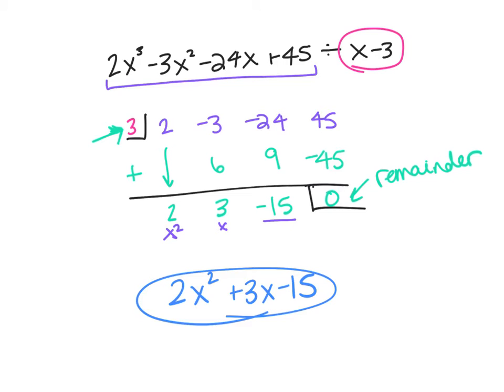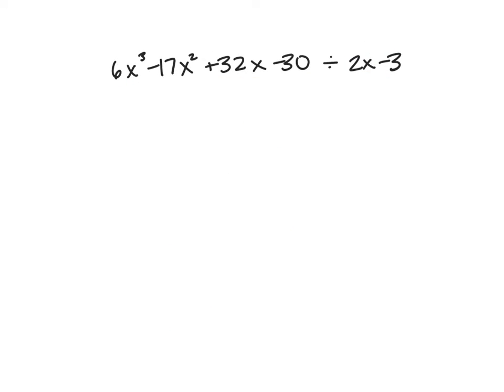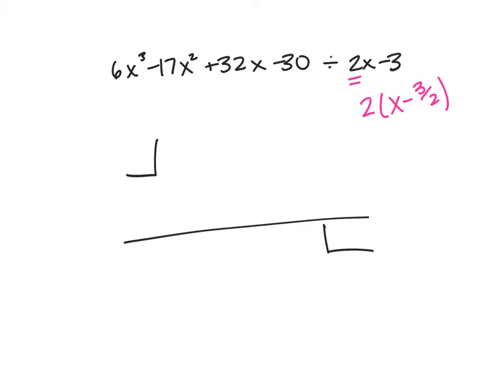Now the next one here, if we are not in that x minus r form, meaning that there's a coefficient in front of that variable, we have to divide that out. So in this case, we would have to divide the 2 out, and then that turns into x minus 3 halves. So when we divide that 2 out, we have to divide that 2 out of everything. So as we set up our box, our positive 3 halves comes out front.